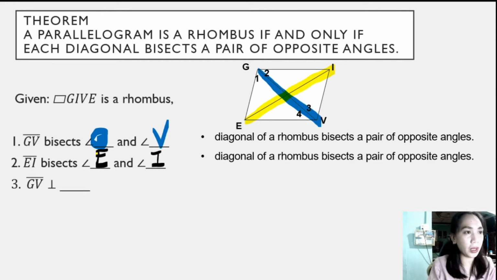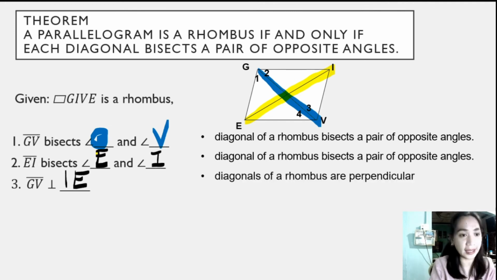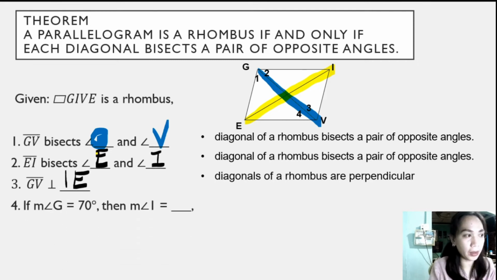Next, you have GB. GB is perpendicular to IE, that is correct, because the diagonals of a rhombus are perpendicular.